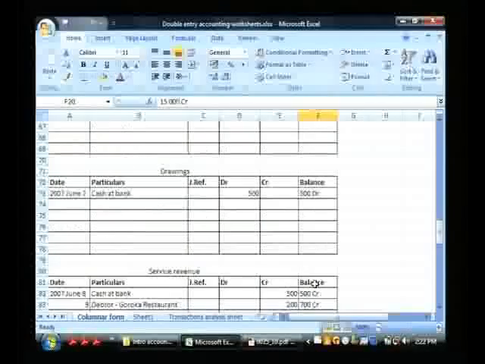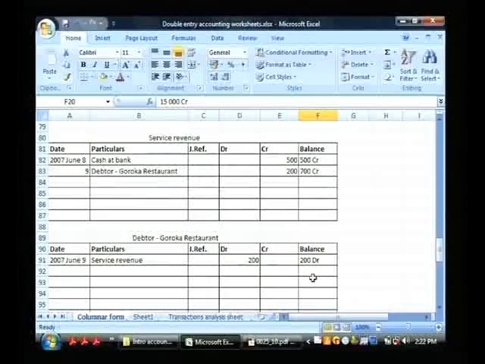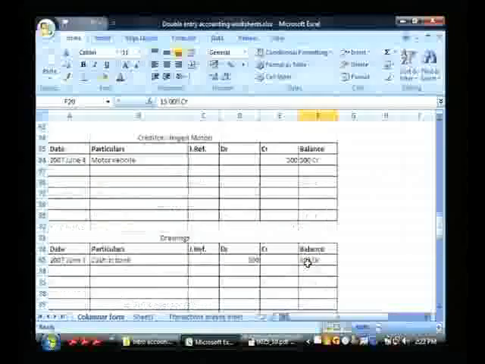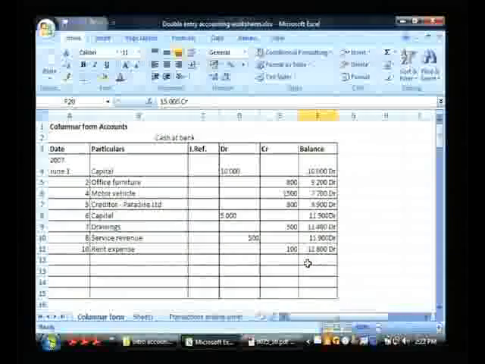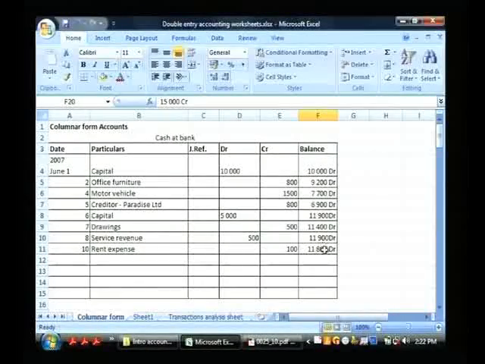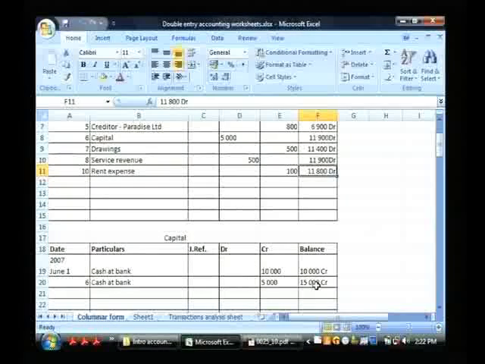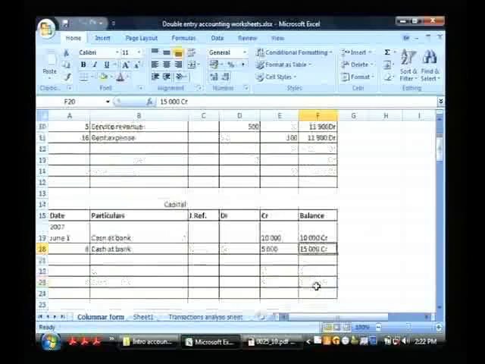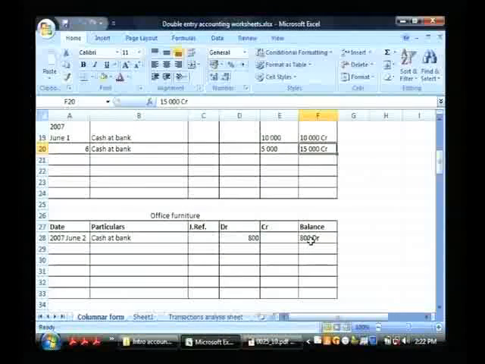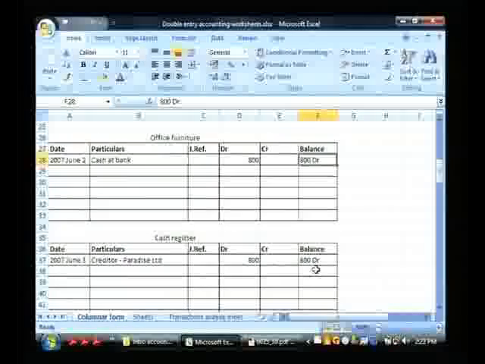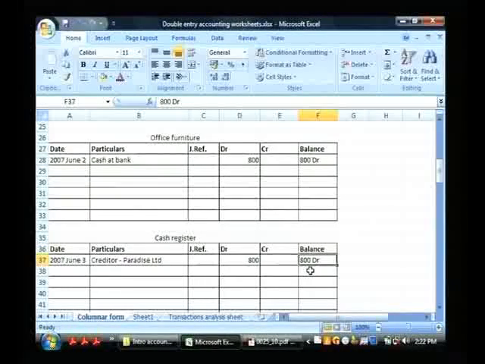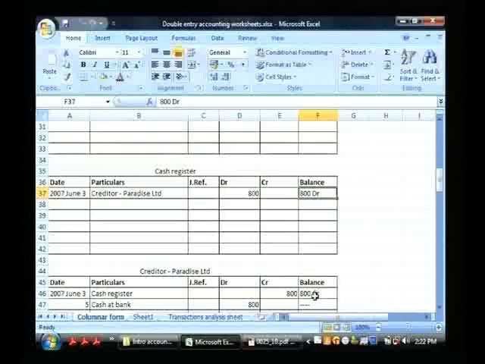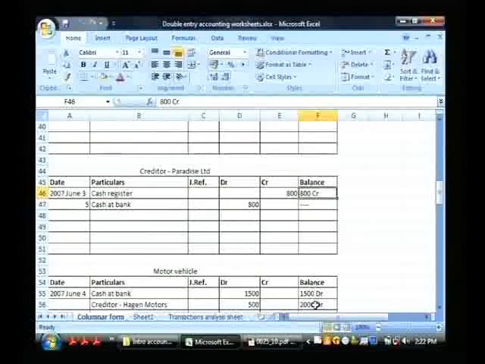Now you can compare your trial balance and also the ledger accounts. These amounts are the same. So if you want to check the trial balance, 11,800 debit, capital account credit 15,000, furniture account debit, cash register account debit. All these are there in your trial balance, and here no balance.